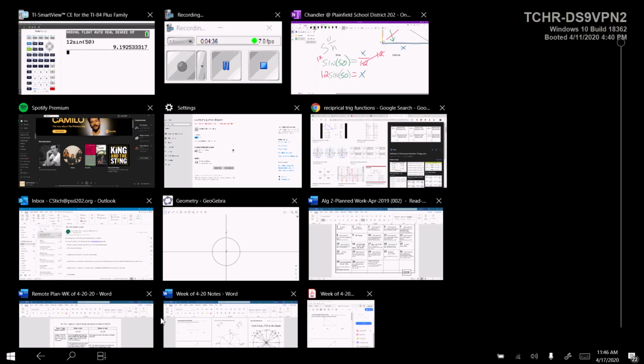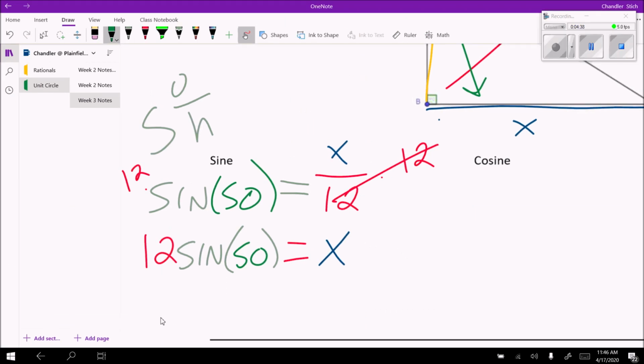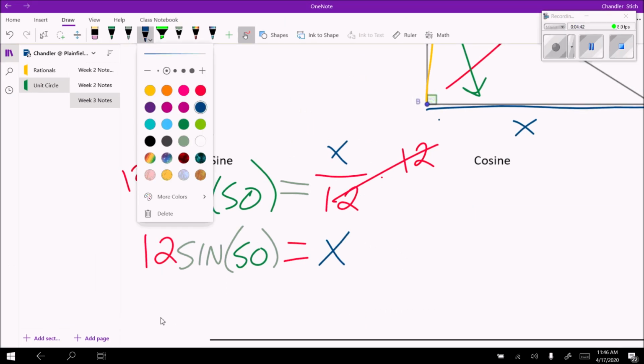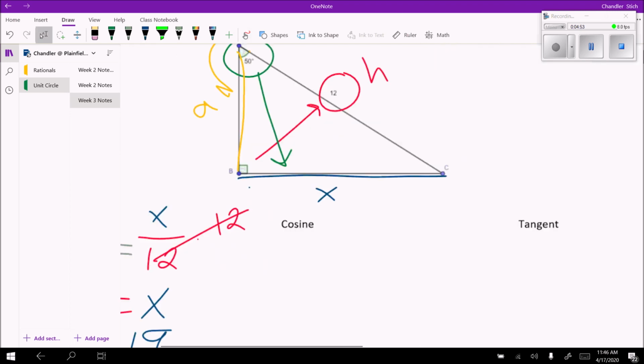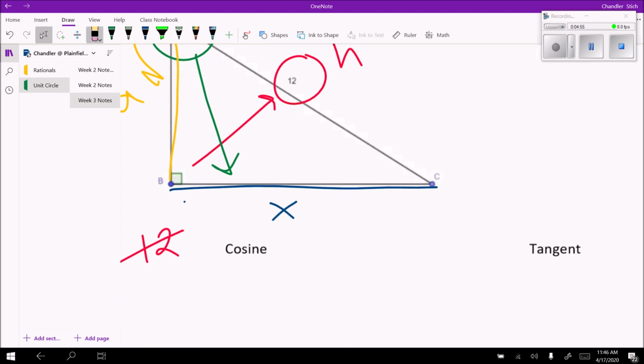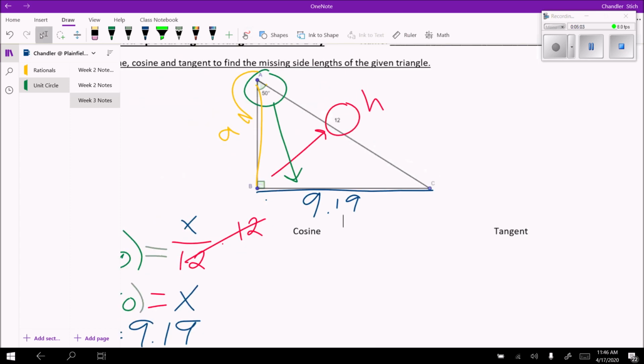9.19. That means that, since I plugged these in, X is equal to 9.19. Good, I can fill that in now. So that helped me find one side of the triangle. Let me erase this X, and I'll use 9.19. So I have 12 for my hypotenuse.